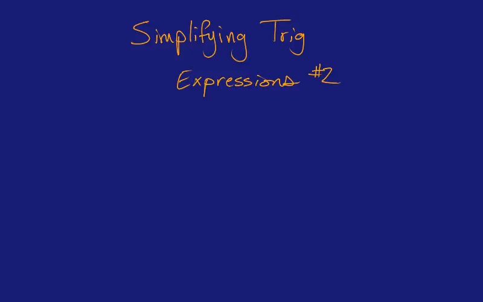Alright, so this is the second video that I'm going to do on simplifying trig expressions. The first video had just a quick overview of some of the identities, and then I also talked about substitution and factoring trig expressions and how those can work together. In this video I'm going to talk about adding and subtracting, and then also multiplying by the conjugate, and I'll do an example of each kind.